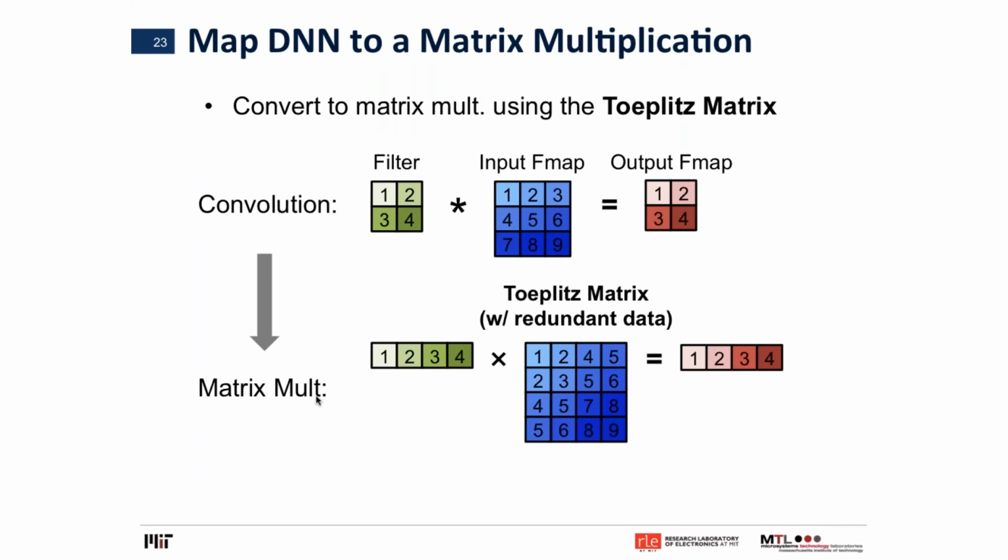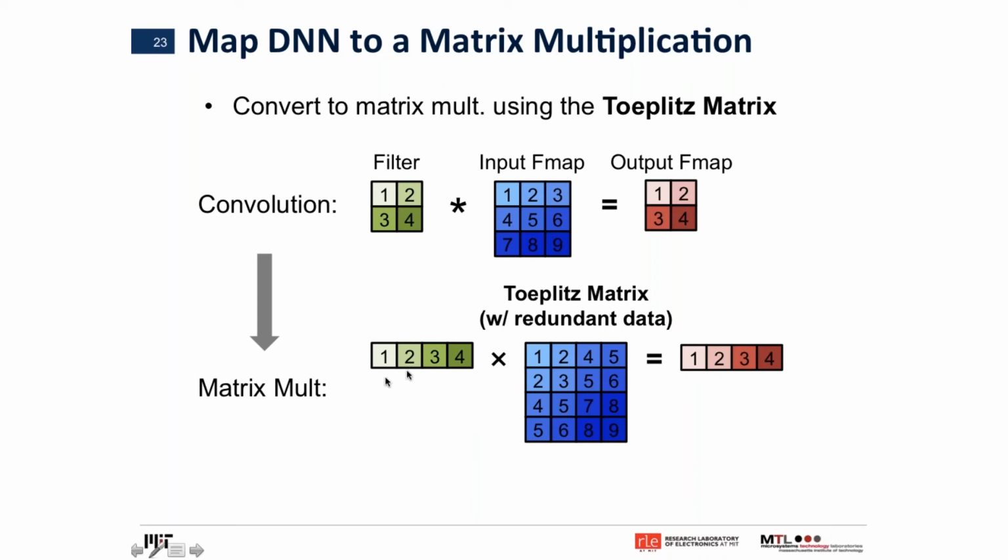So the first thing is just to briefly explain how we can relate the convolutional aspect that we just discussed before to an actual matrix multiplication. If we see this example here, let's say we have a 2x2 filter, and we want to convolve it with this input feature map that's 3x3, and we generate an output feature map that's 2x2.